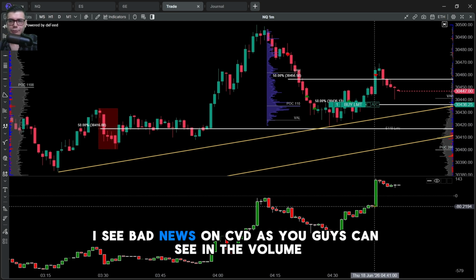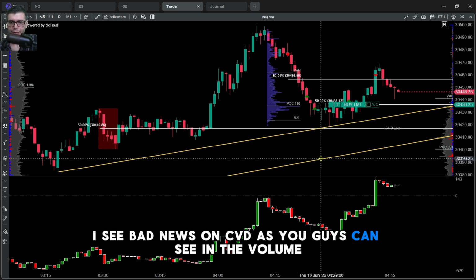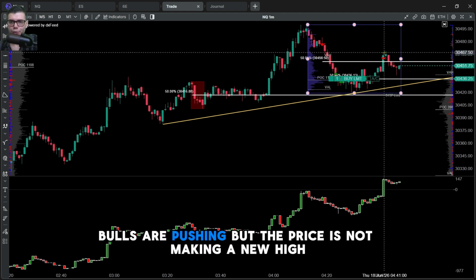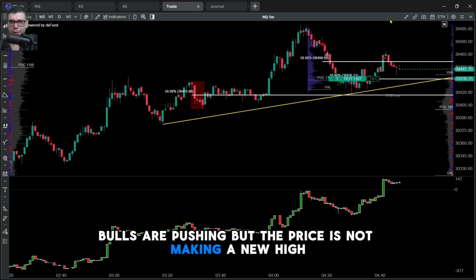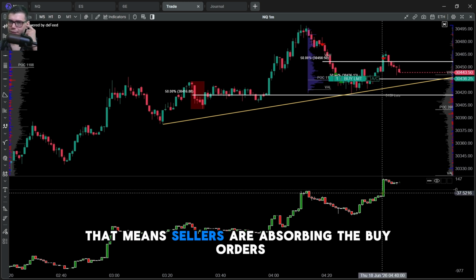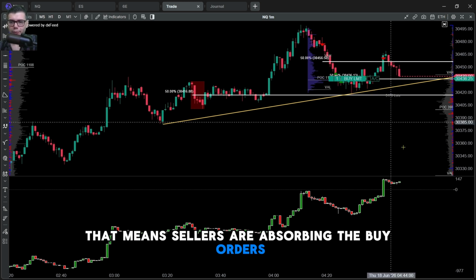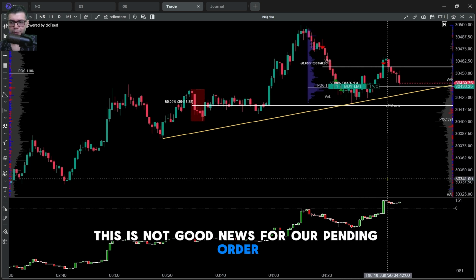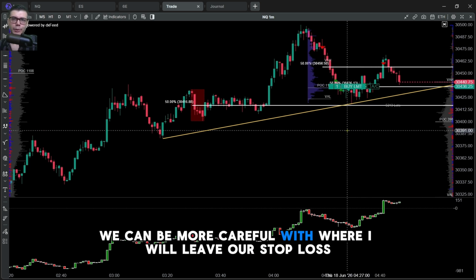I see bad news on CVD. As you guys can see, cumulative volume delta is making a new high. Bulls are pushing, but the price is not making a new high. That means sellers are absorbing the buy orders. This is not good news for our pending order. We can be more careful with where we leave our stop loss.